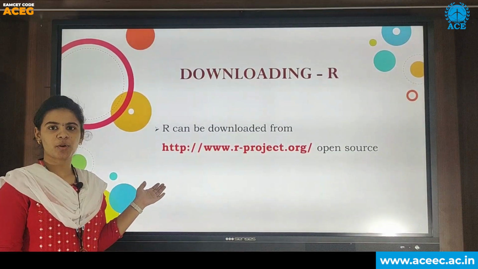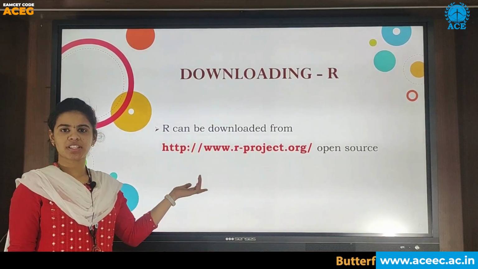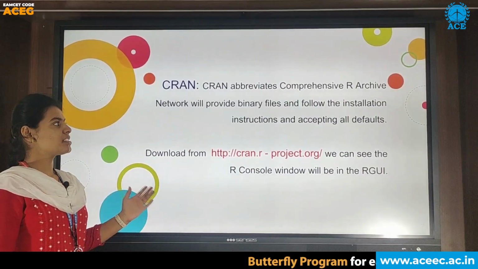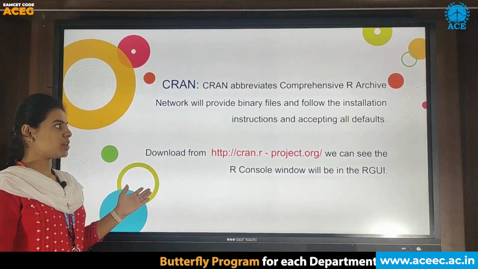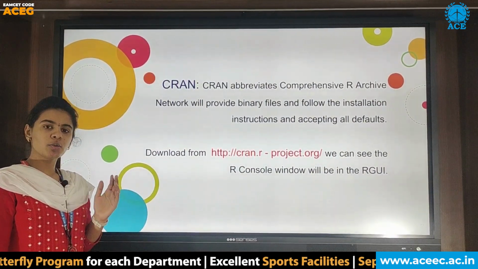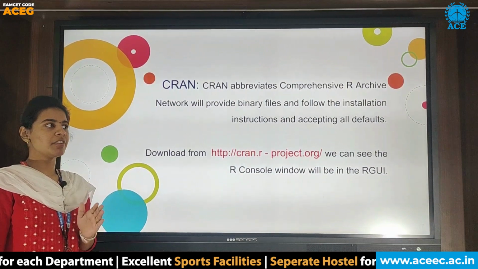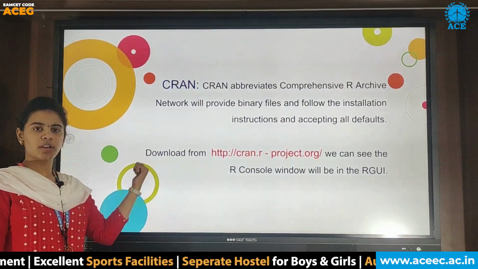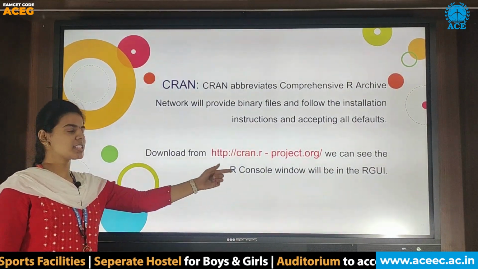Let's see how to download R. R can be downloaded using this link. CRAN stands for Comprehensive R Archive Network. It provides binary files and installation instructions. To use RStudio and R, we have to download both R and also RStudio. We can download R using this link.